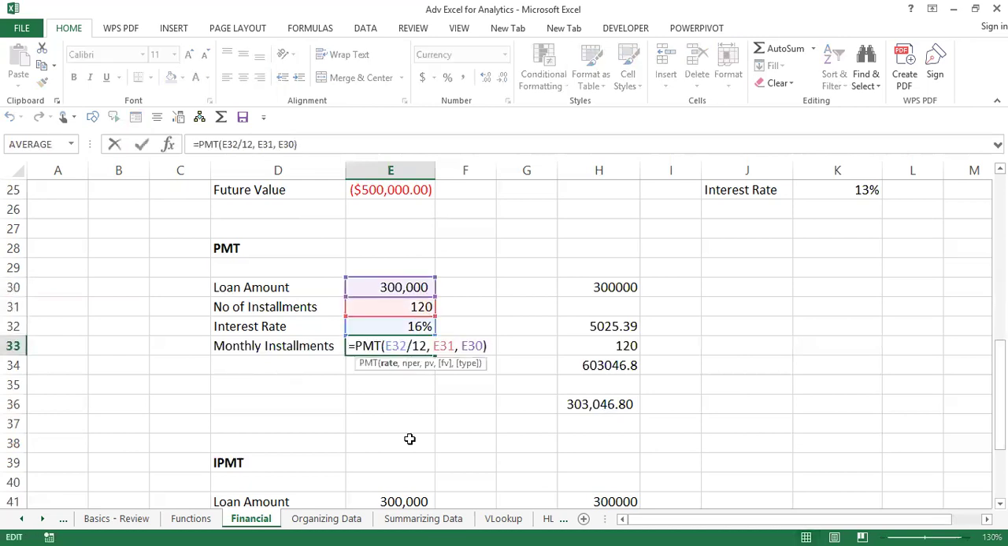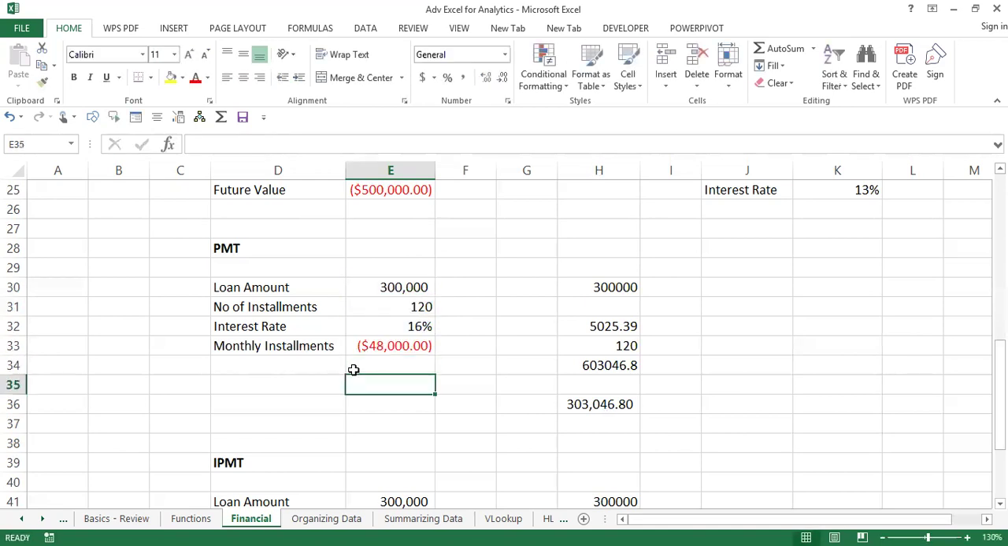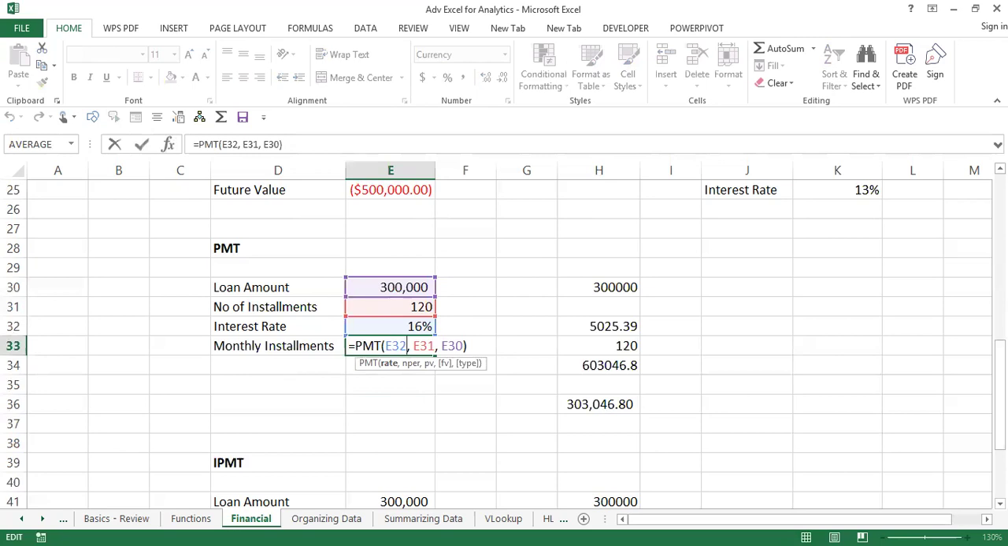In that case, you can see we have to divide by 12. So we have to say equals PMT, the payment amount, that's the amount paid back each month. Rate 16, comma, number of periods is 120, comma. What next? PV, loan value, is loan amount, 300,000. What's missing? Division. Divided by 12.